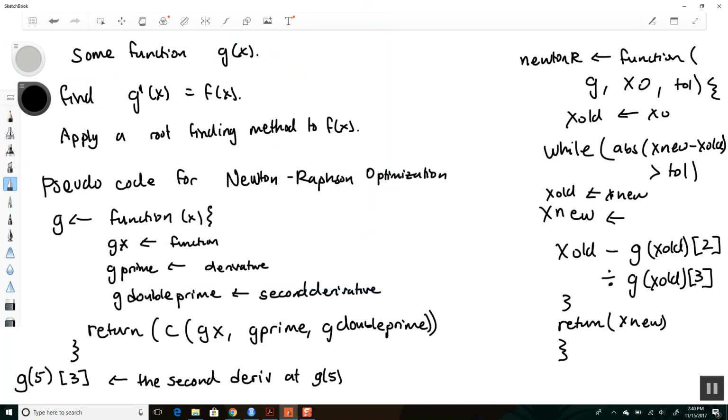Basically, the same code that worked for Newton-Raphson root finding will work here. All you have to do is change it so it's using the first and second derivatives. You also have to rewrite your function g so that it returns three values, or really just two, being the first and second derivatives. Are there questions on this?